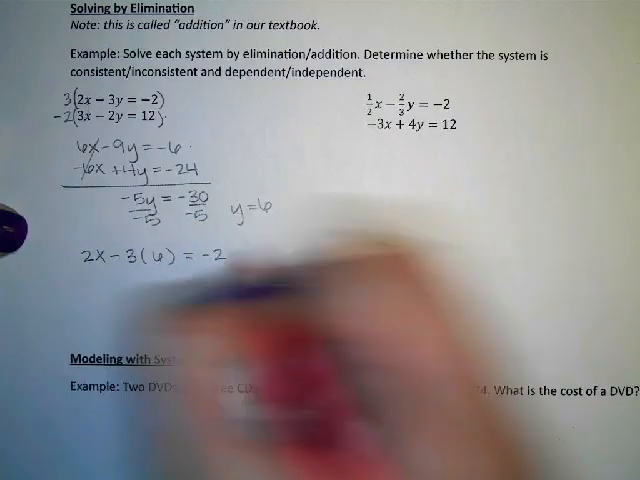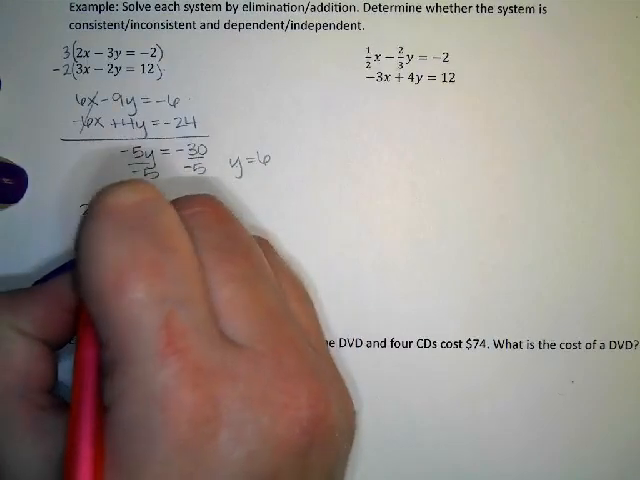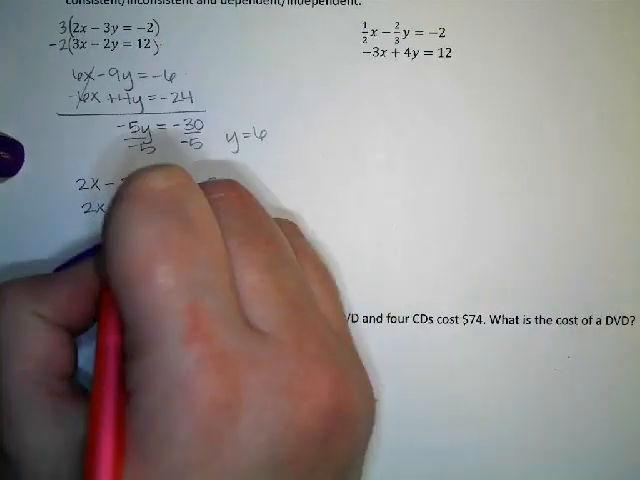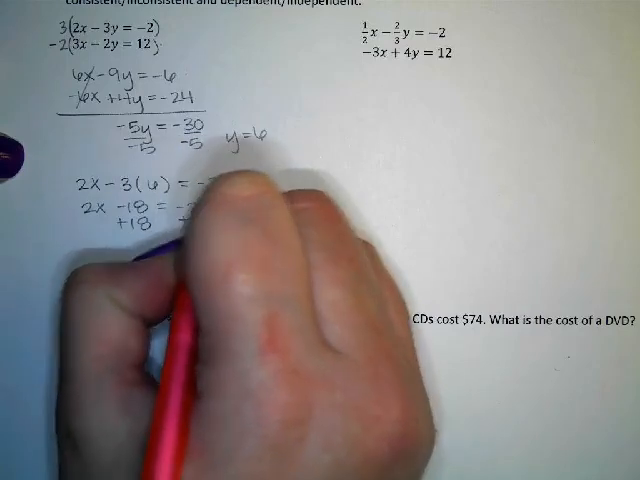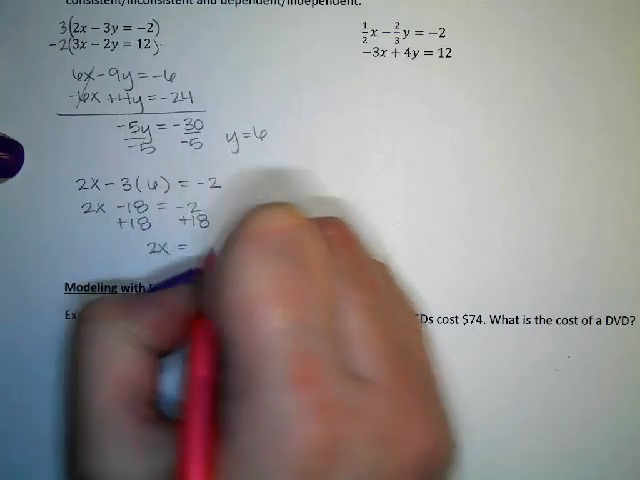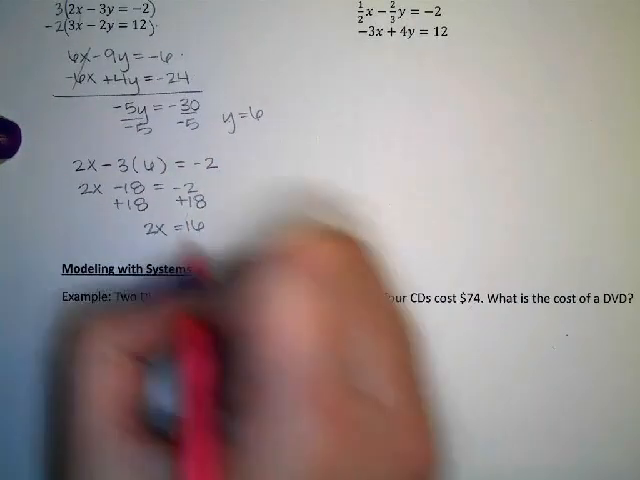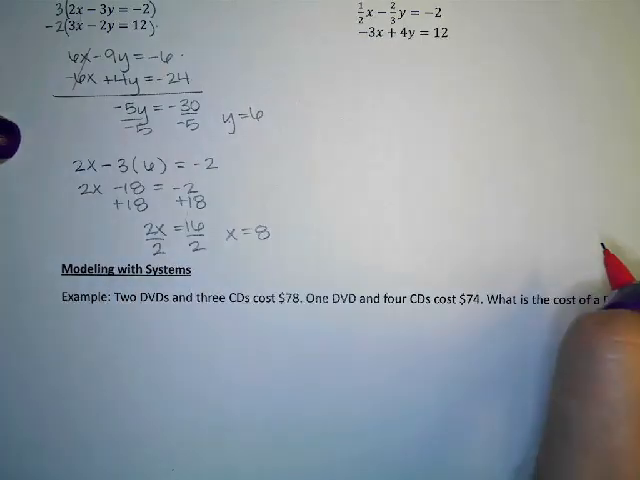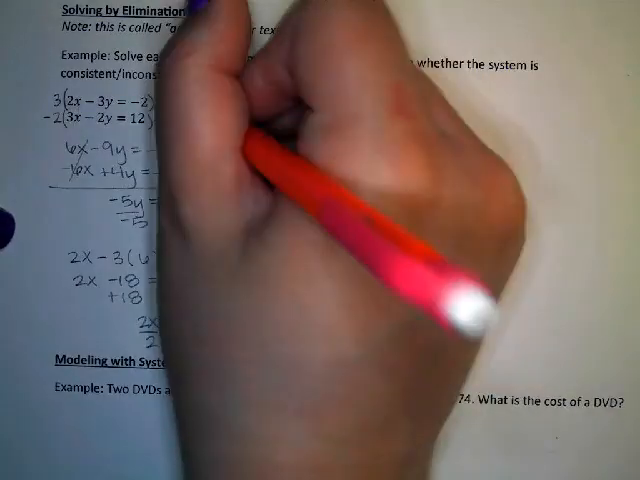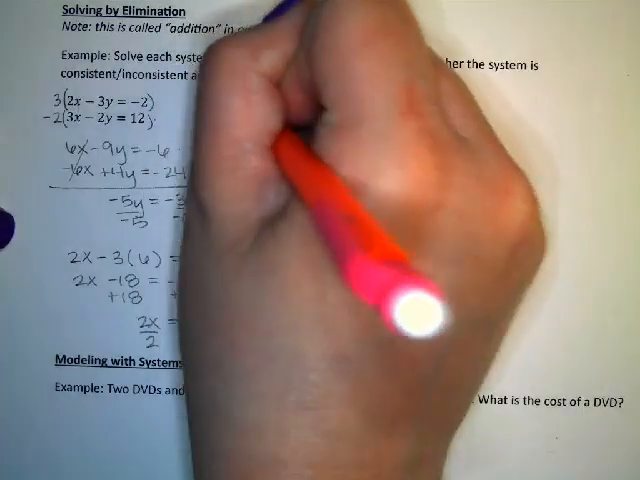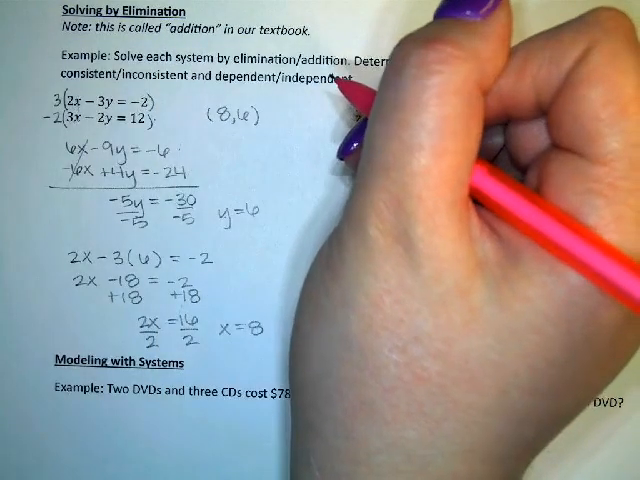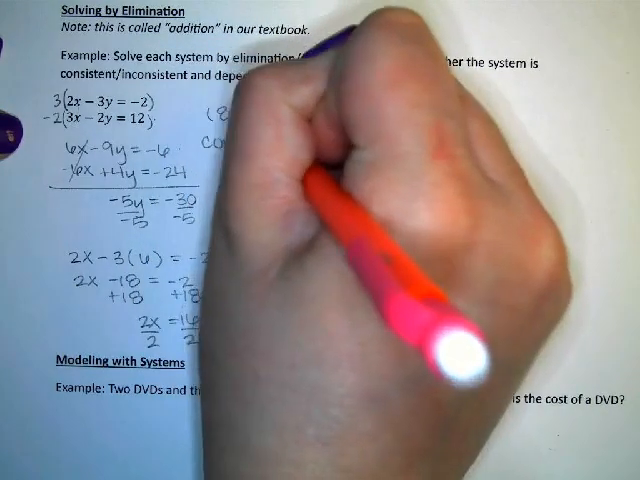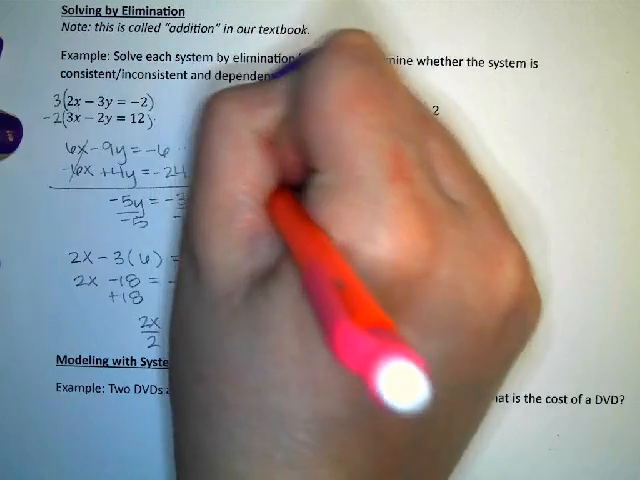2x minus 18 equals negative 2. So I'm going to add the 18 over. 2x equals 16. So I'll divide by 2, and I get x equals 8. And so that means I just have one solution this time. My solution is 8, 6. If I remember the words, that means that I have a consistent system. There is a solution. And that system is independent because there is exactly one solution, not infinitely many.